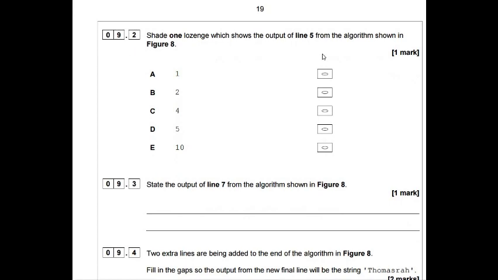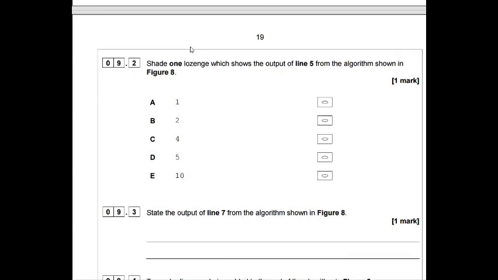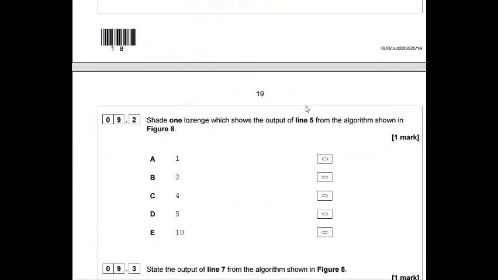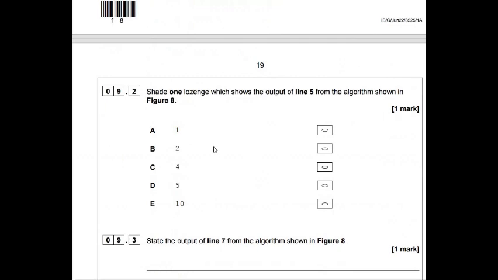On with the next bits. We need to shade one lozenge which shows the output of line 5 from the algorithm shown in figure 8. So line 5, so let's go up to line 5. Len names. So we're using the names variable now, which is going to be an 8. So the answer is actually going to be a B, which is 2.